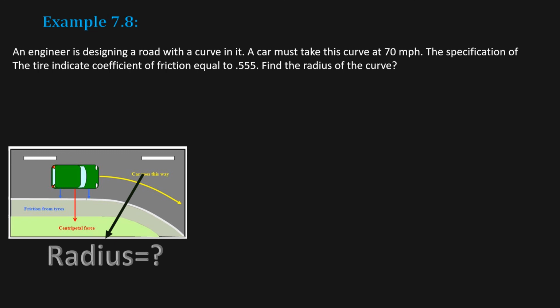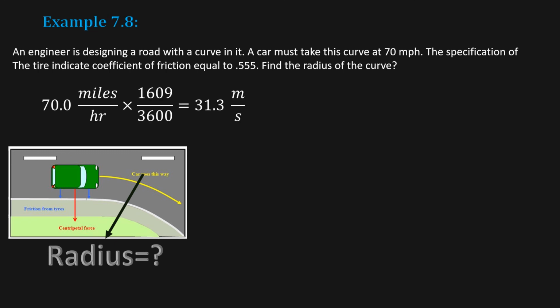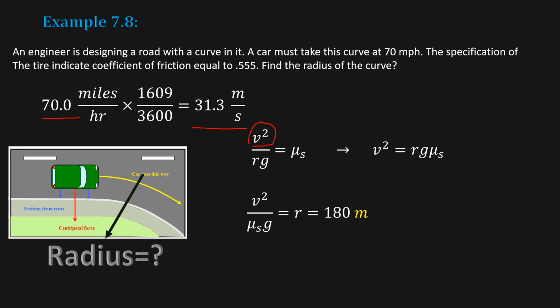Again, we need to convert the 70 miles an hour to 31.3 meters per second. And then we have our equation that we derived in the last slide. And we need to solve for V. I'm sorry, we need to solve for R. Here we solve for R, and so the radius of the curve has to be 180 meters.